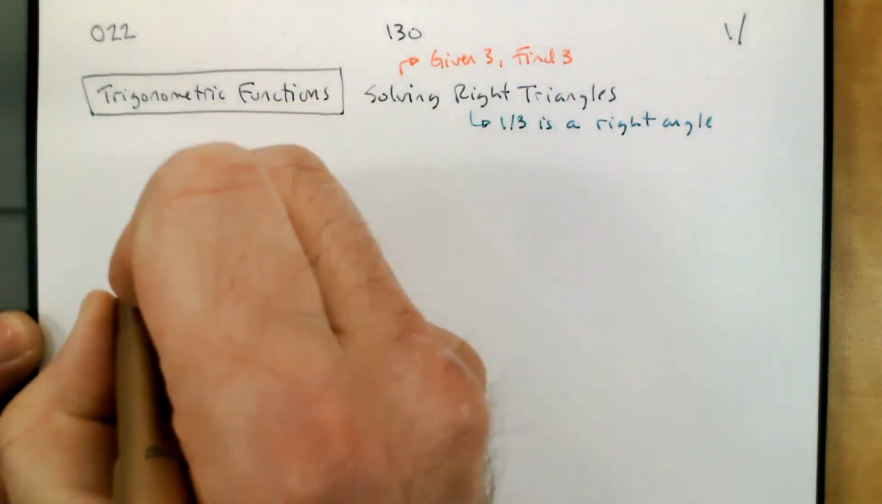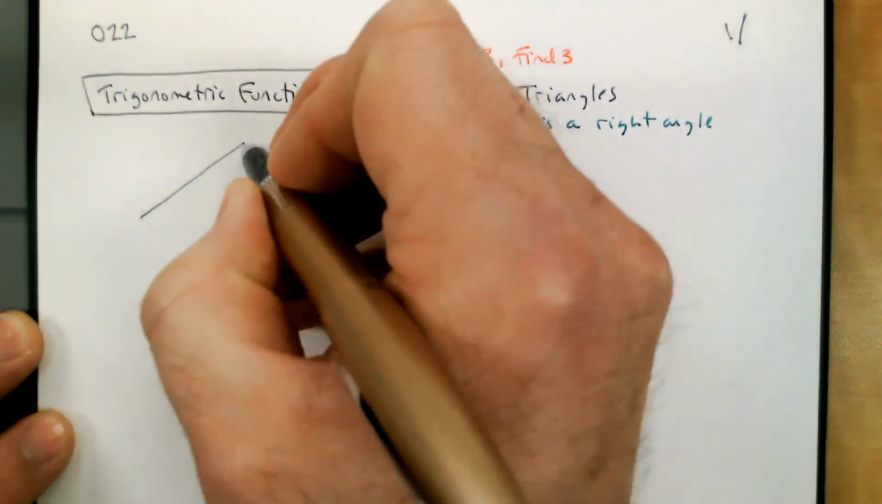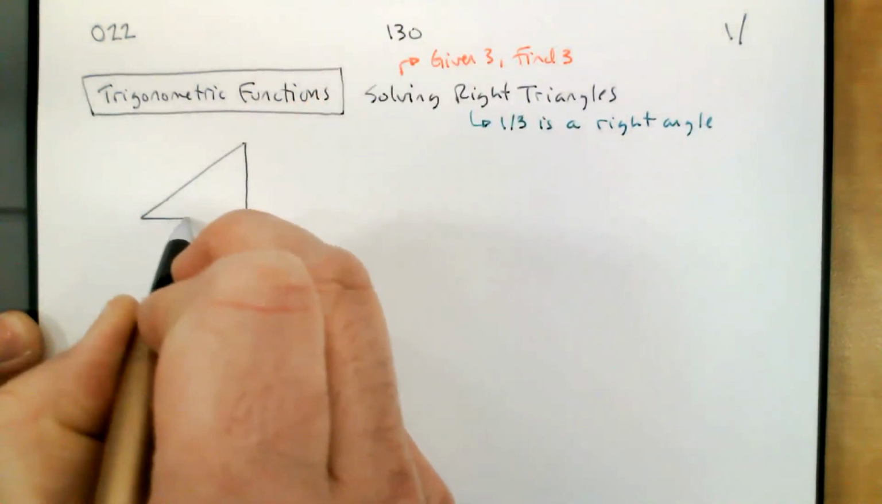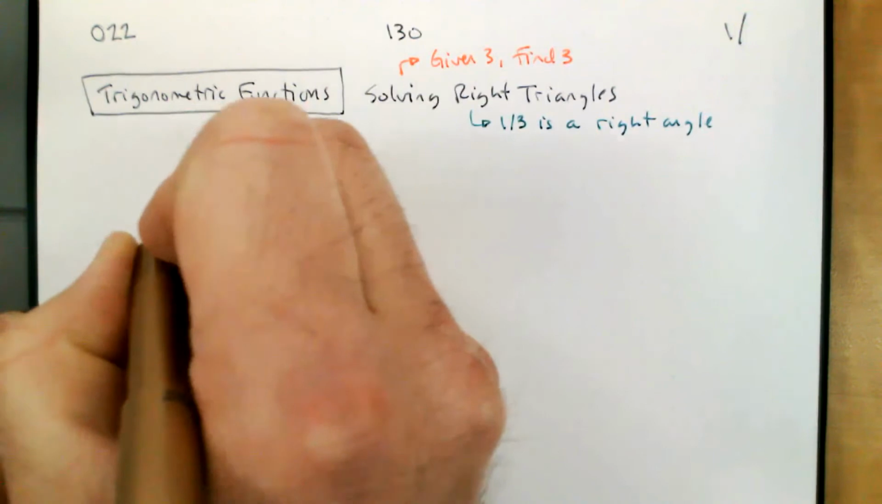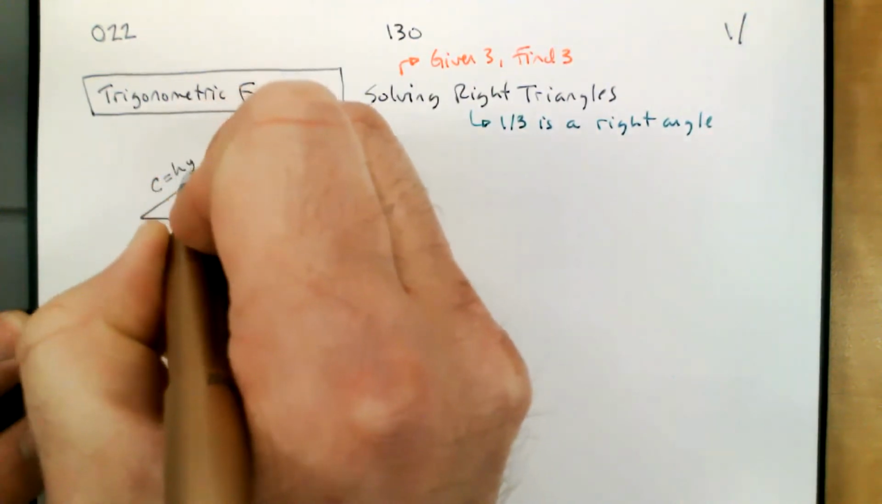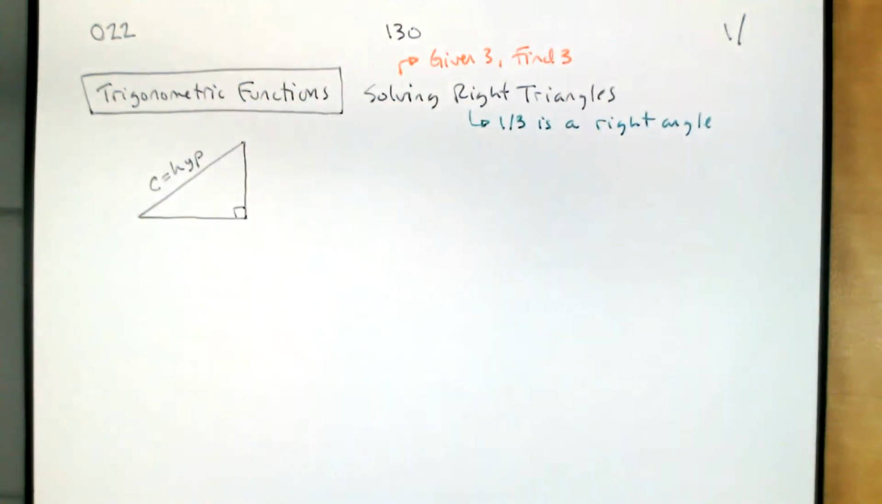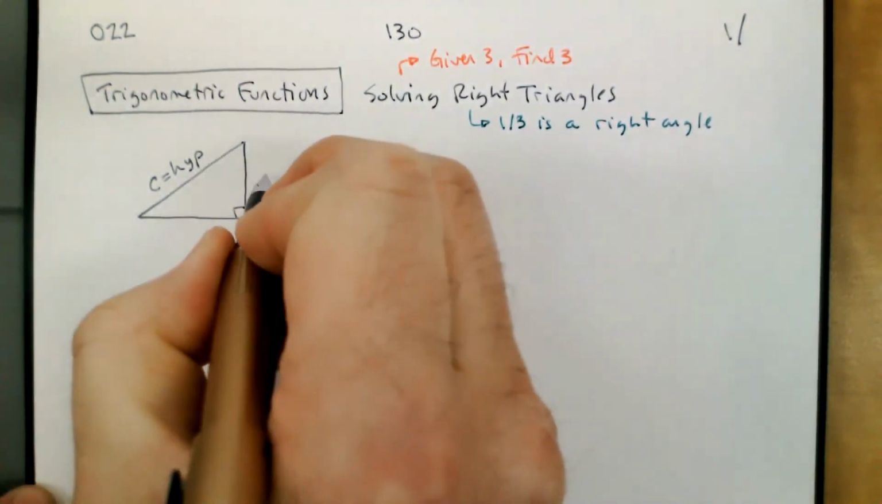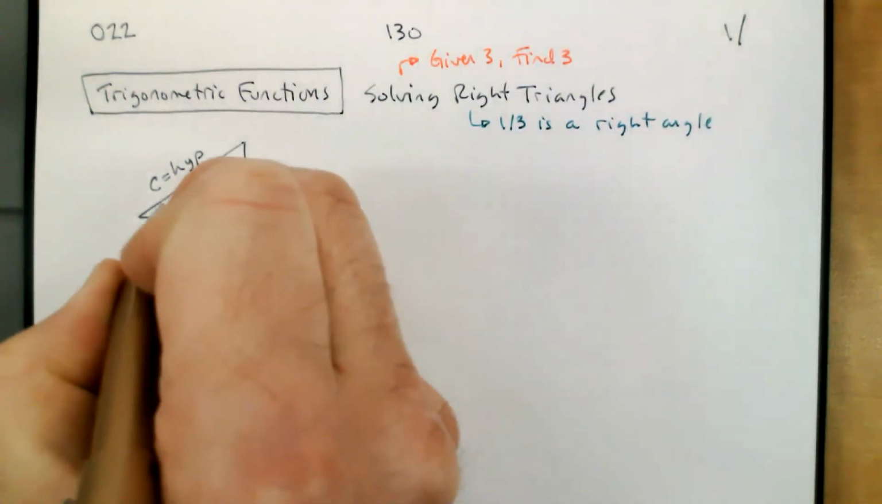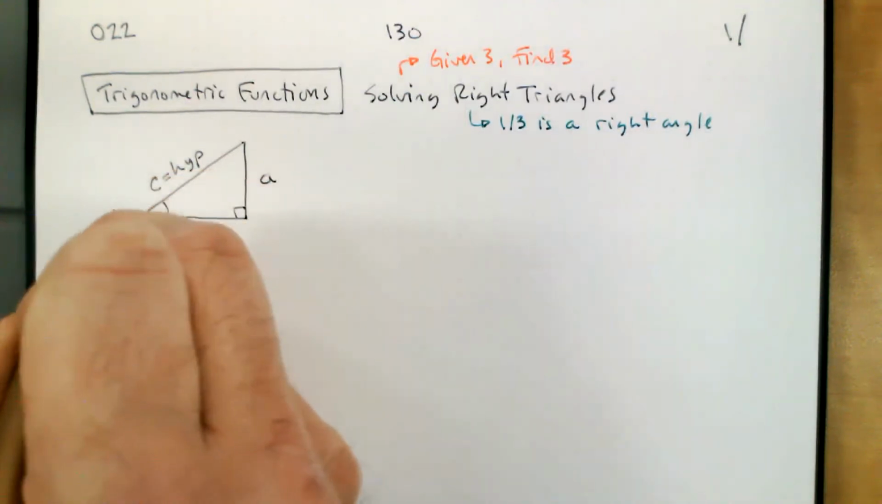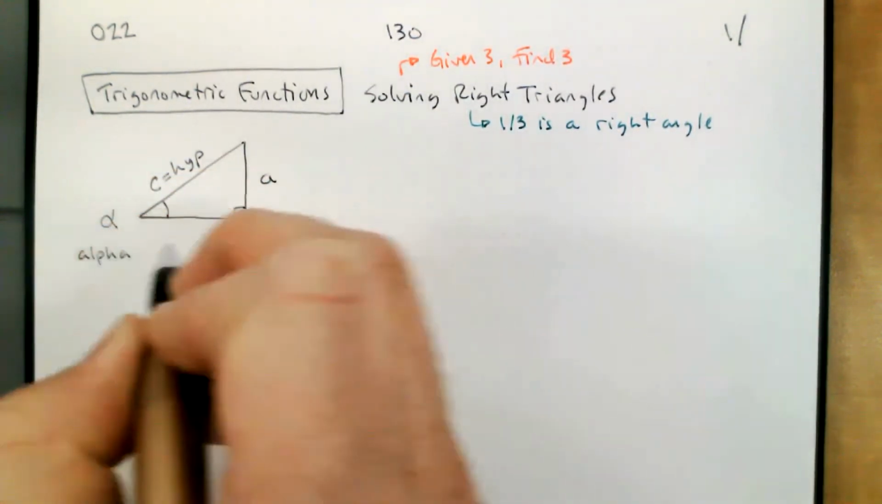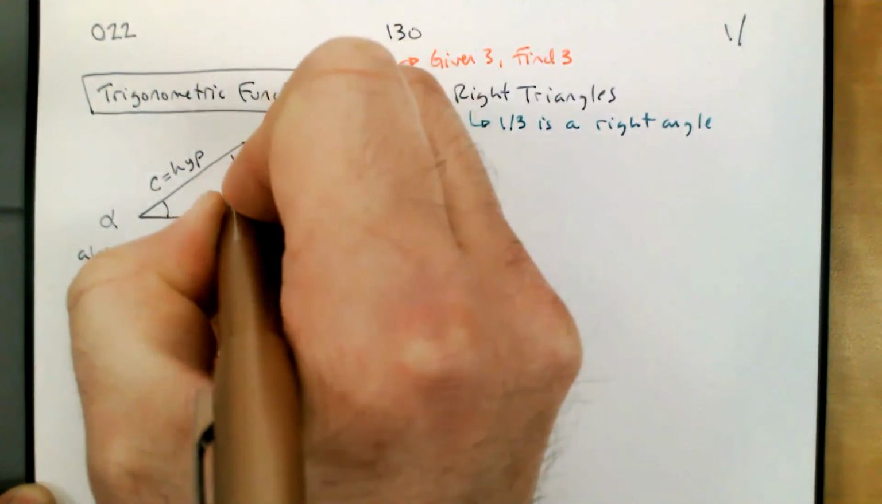So if we have a generic triangle, did I make A the vertical leg? It doesn't matter, I'm just trying to be consistent. So if we have side A, that's going to be opposite angle alpha. And side B will be opposite angle beta.